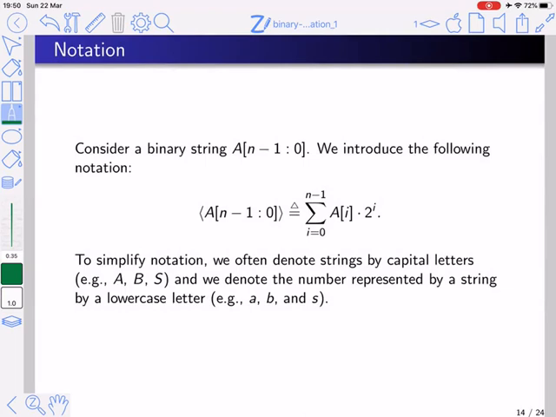Okay. We use the following notation. Given a binary string A, we use these triangular brackets to denote the number that is represented by the binary string A in binary representation. And this number is defined to be the sum of the power series a_i times 2 to the i, where i goes from 0 to n minus 1. To simplify things, we will denote binary strings by capital letters and numbers by lowercase letters.